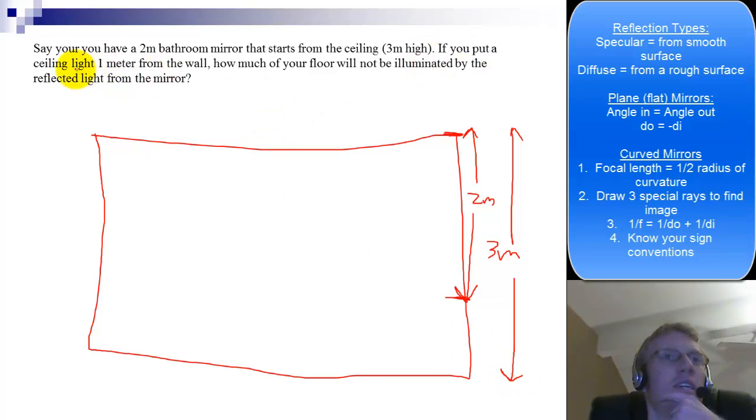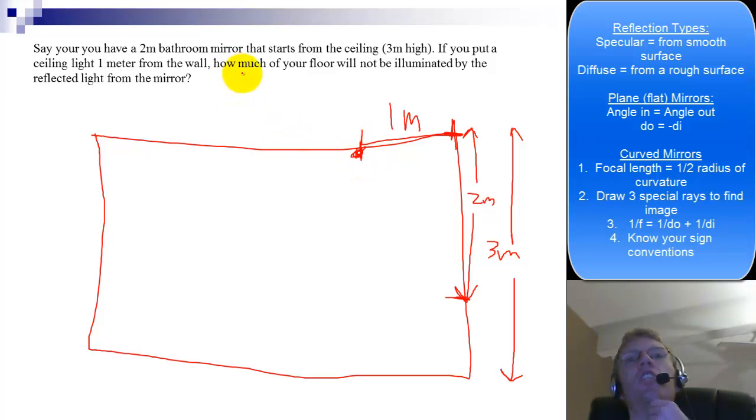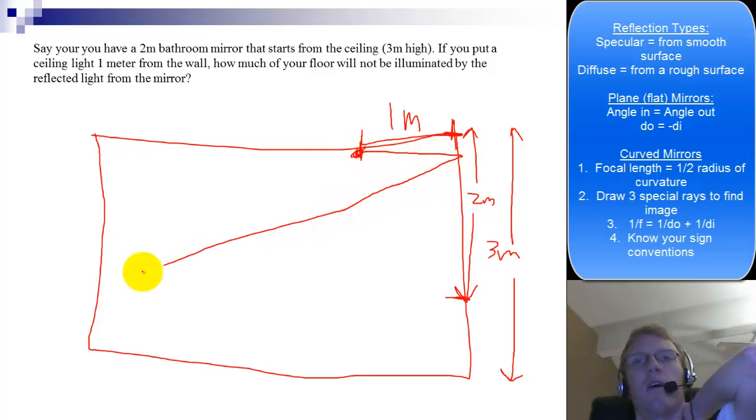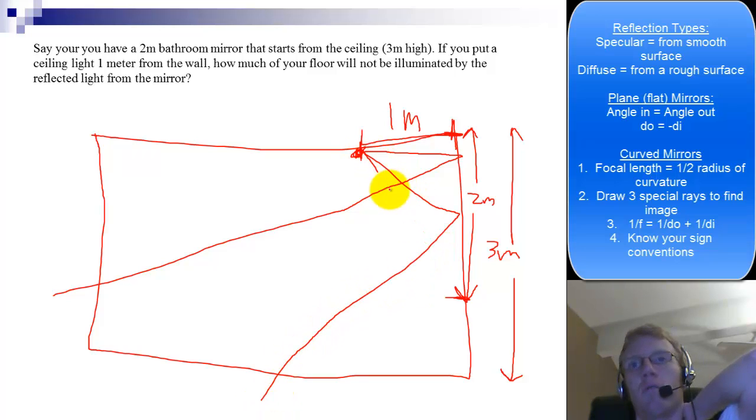If you put a ceiling light 1 meter from the wall, so you put a light right here, how much of the floor will not be illuminated by the reflected light? Well, we need to know how big the floor is to say how much will not be illuminated by the reflected light. Oh no, that's not true. Let's check this out. So look at some light beams that come in. This one is going to come in here and go out way over here. This one's going to come in here and come out here. This one's going to come in here and come out here.